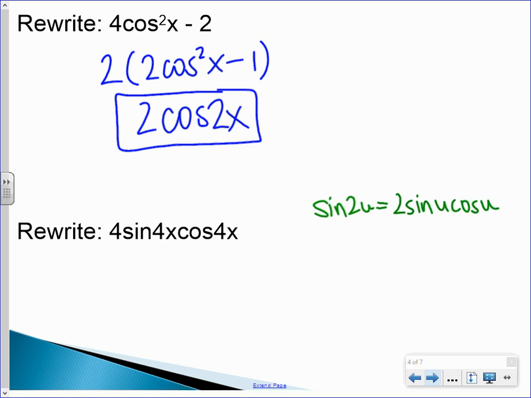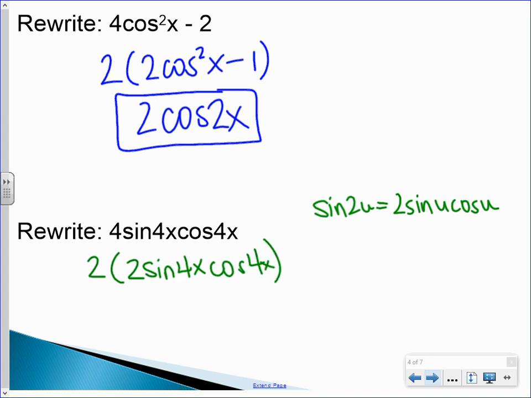This is the formula, correct? It's a little bit similar. What does the coefficient need to be out in front? 2. No matter what, it needs to be 2. So I would write this first as 2 times 2 sine of 4x cosine of 4x.